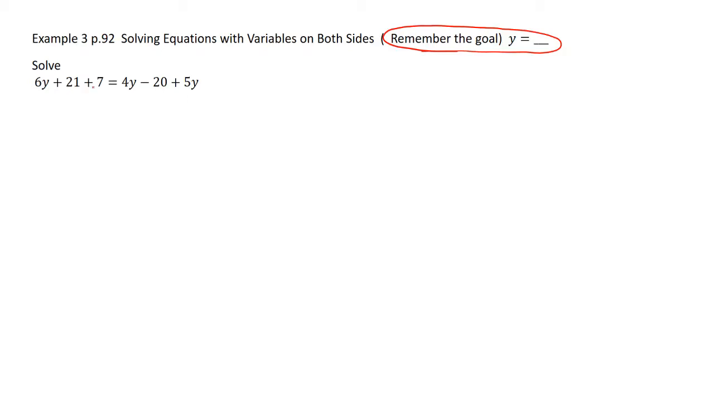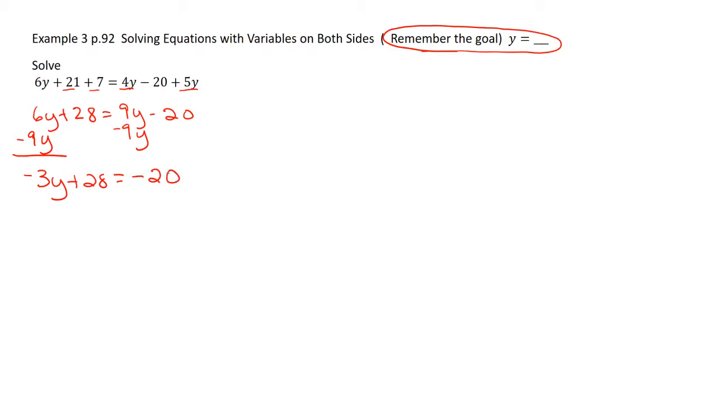Here we have a 6y, a 21, and a 7. So 21 and 7, those are similar terms. So we're going to have our 6y plus 28 equals, and on this side we have a 4y and a 5y, so that's 9y minus 20. All right, so next thing we need to do is get our y's on the same side. So let's go ahead and subtract 9y from this side and 9y from this side. So 6y plus a negative 9y is a negative 3y plus 28 is equal, 9y minus 9y is 0, so all we have left on this side is a negative 20.